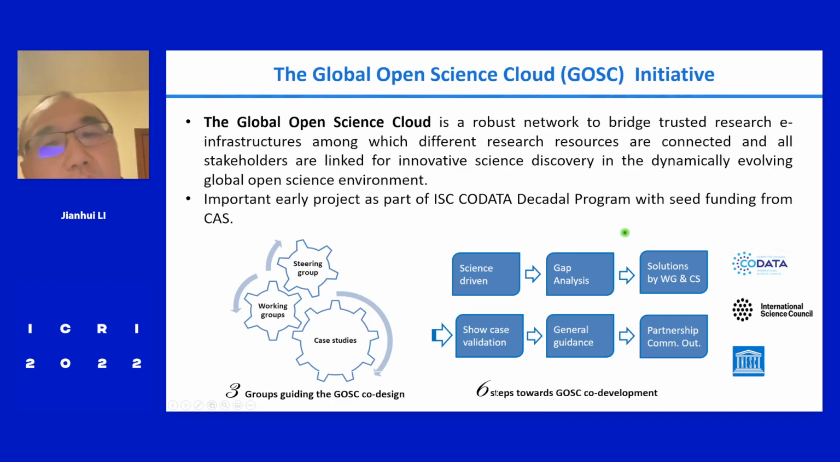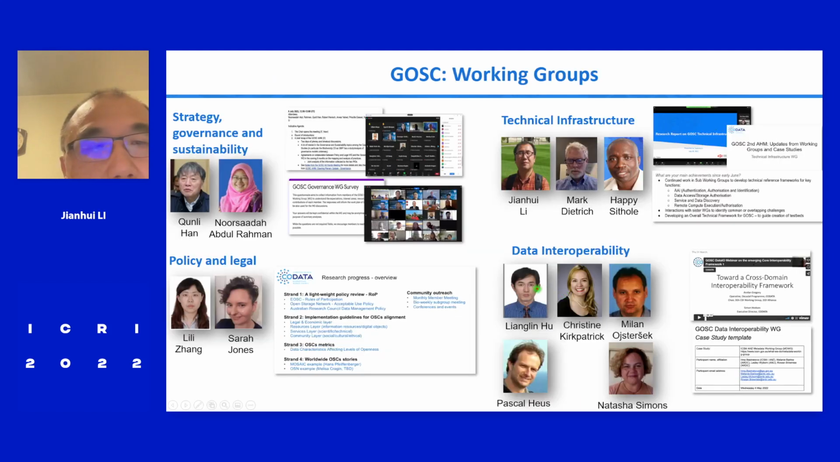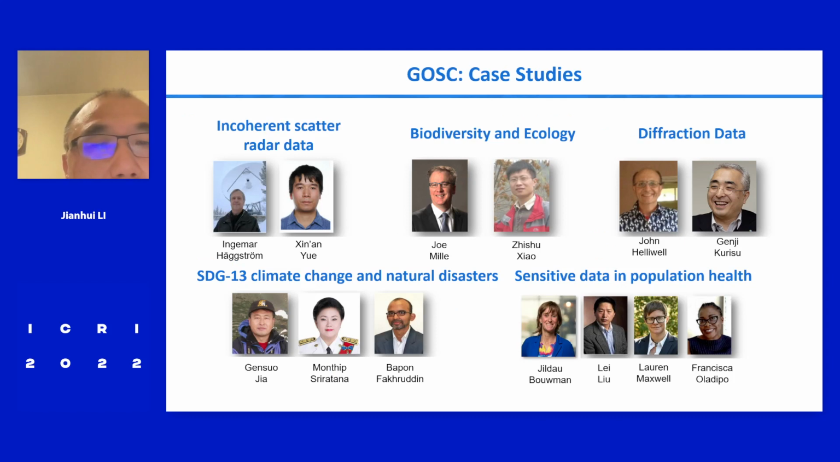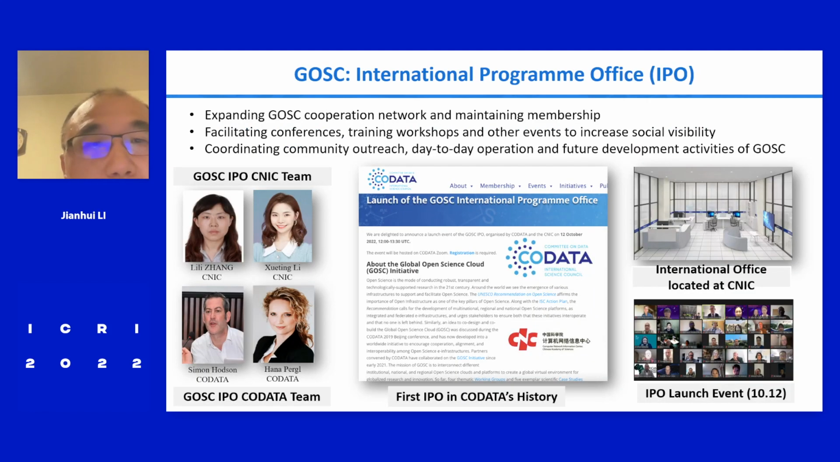And this is an initiative actually led by CODATA. We call it the Global Open Science Cloud Initiative. Actually, the main goal is to build a robust network to bridge trusted research infrastructures, among which different research resources are connected, to support the global open science environment. By now, 4 working groups are established and are co-researching. We selected 5 case studies, including SKA radar data, biodiversity, and the SDG, sustainable development in population health.